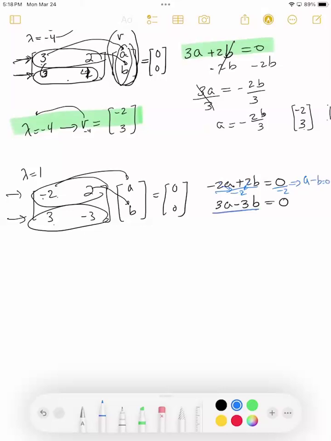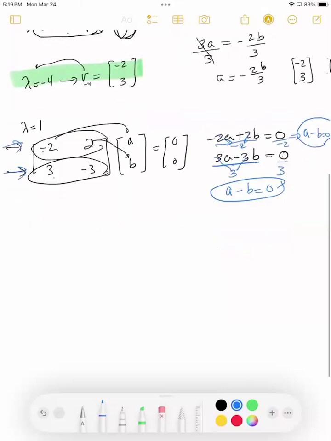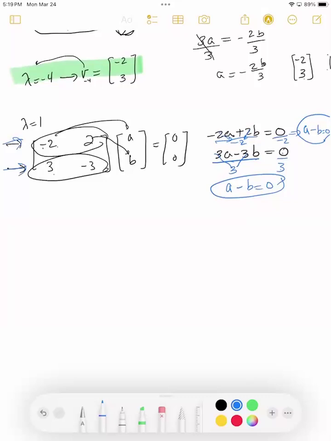If I divide this equation by 3, 3 over 3 gives me A. -3 over 3 gives me -B. 0 divided by 3 is 0. So do you see? I get A minus B is 0. So both equations are going to be the same once you simplify them. So these two lines are multiples of each other. So anyways, I could use either one of the equations. I'm going to solve for A. I'm going to add B to both sides. I get A is B.